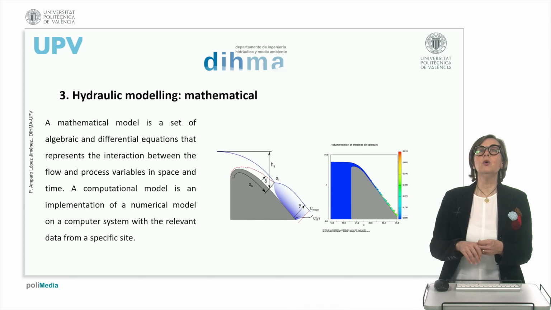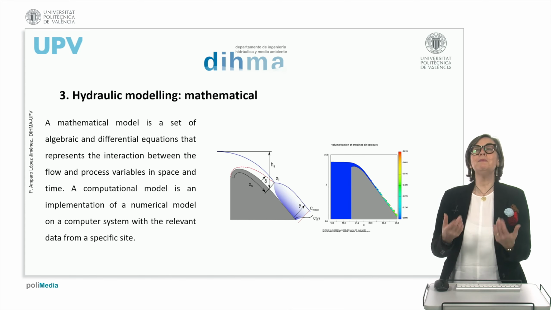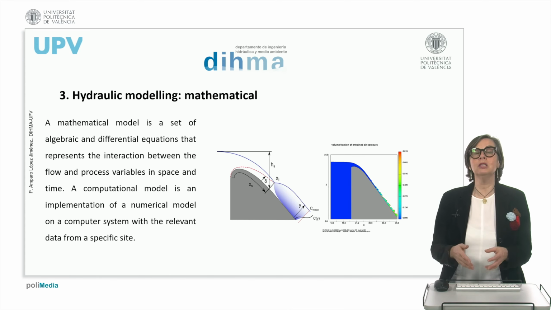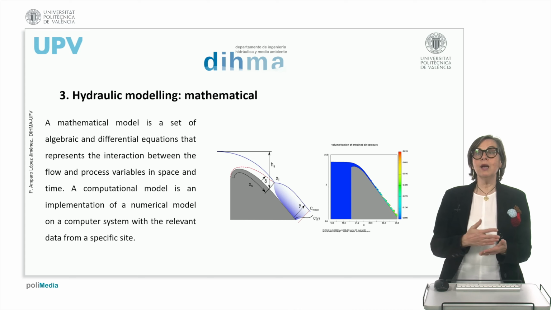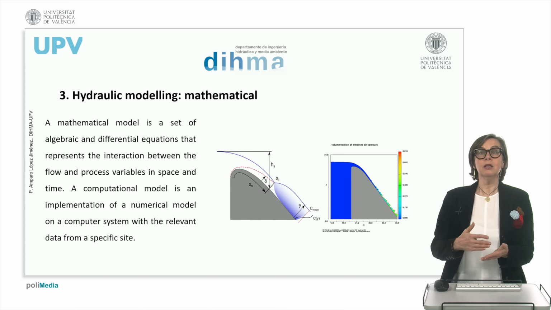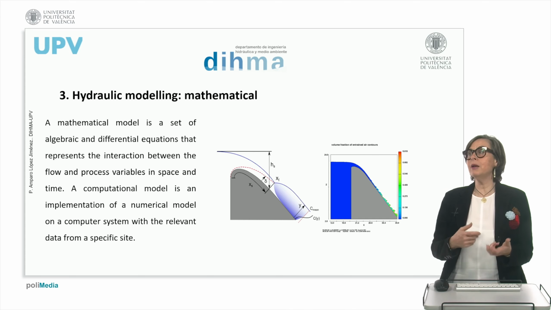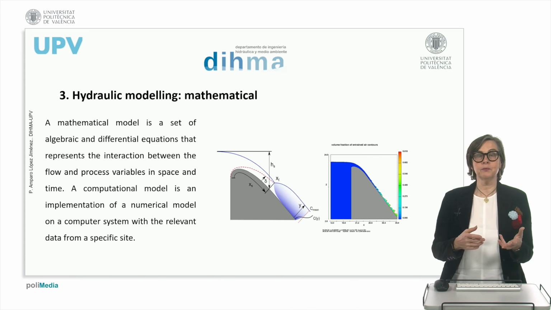On the other hand, we have the mathematical model. A mathematical model is the set of differential or algebraic equations representing the action that we want to model. When we solve a mathematical model by a computer, then we have a computational model, in which we solve these equations in a system with relevant data for the specific site.